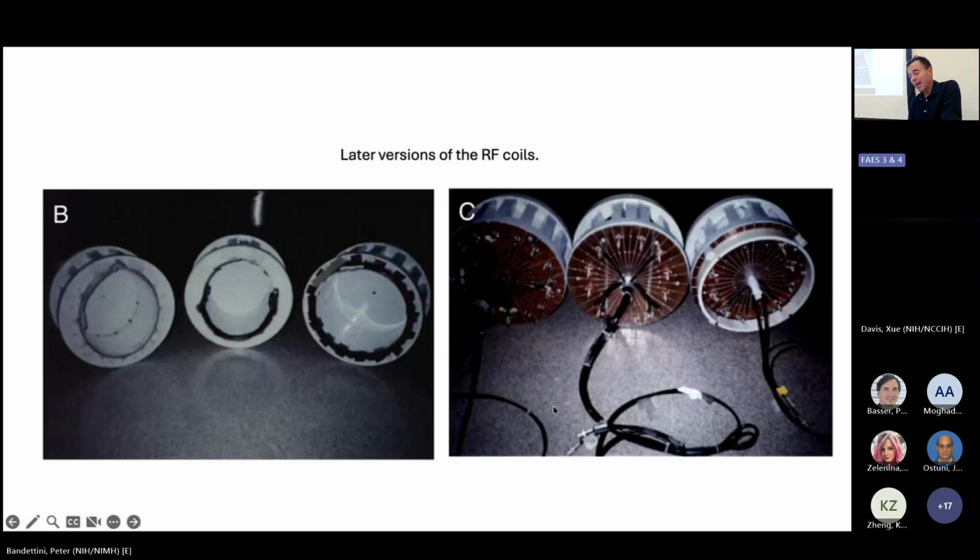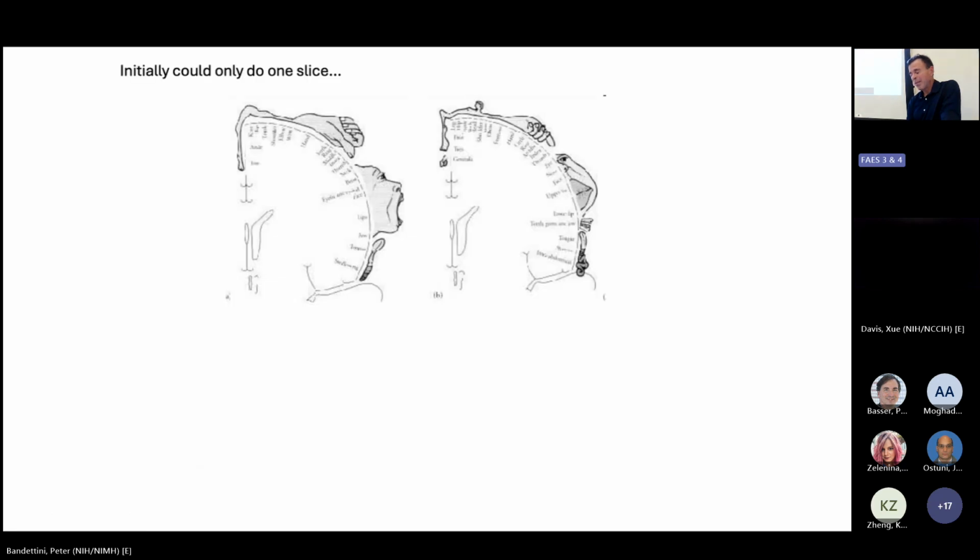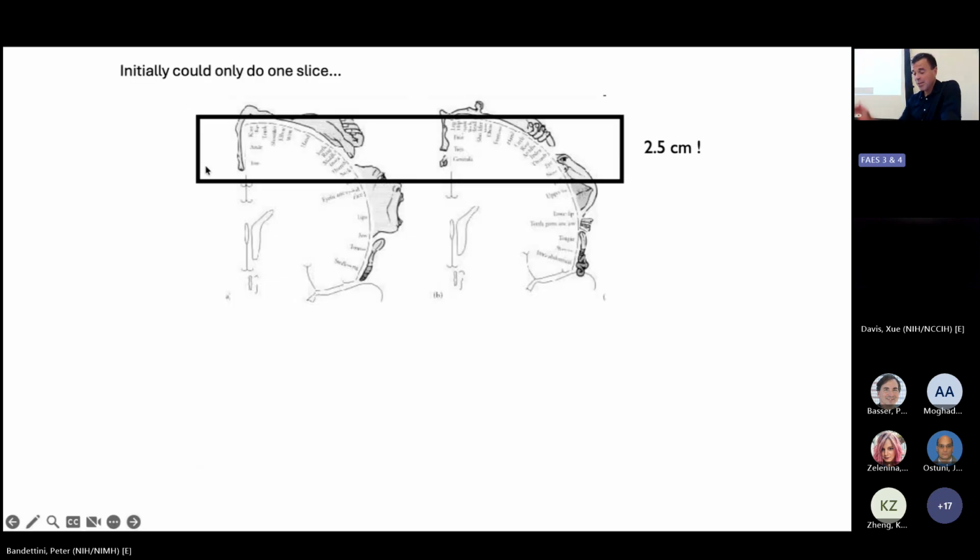and Z coils. And we also had to build RF coils from scratch too. Basically several different types of RF coils. And our first experiment was we'd only collect one slice at a time. We had 2.5 centimeter width, which was extremely large, extremely thick.